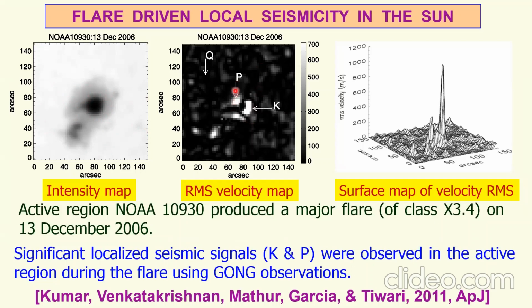One can see here that in the locations P and K, there one can see the brightenings, which is equivalent to the peaks shown here in the surface map of velocity. So one can see very high velocity flows were seen during the flare in these locations, which shows the local seismicity of the sun. And even the flare of this X3.4 class has given evidence of local seismicity in the sun, not only a flare of X17 class, which we saw in the case of the 28 October 2003 flare.